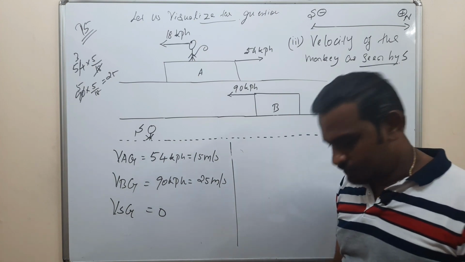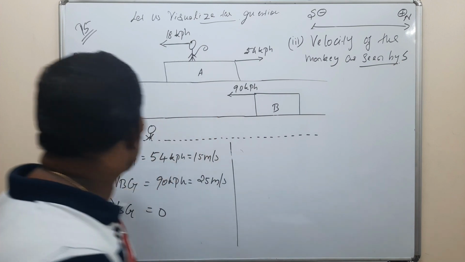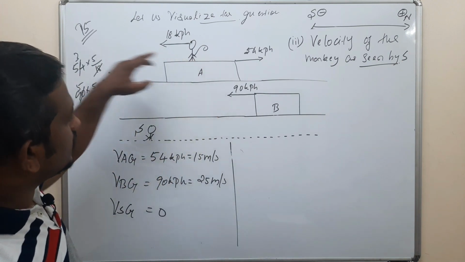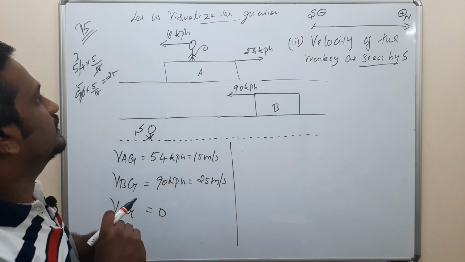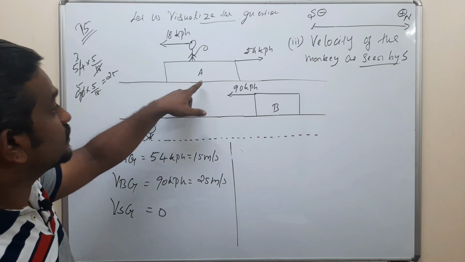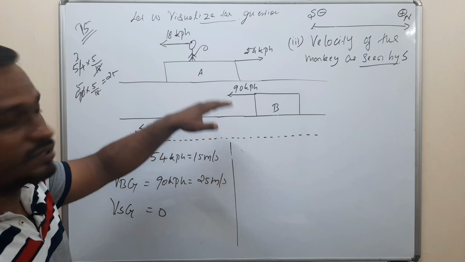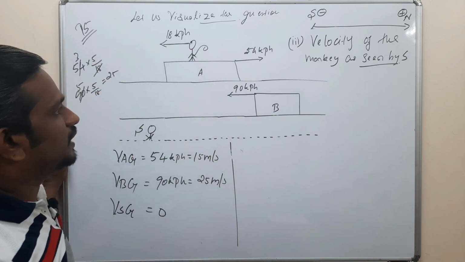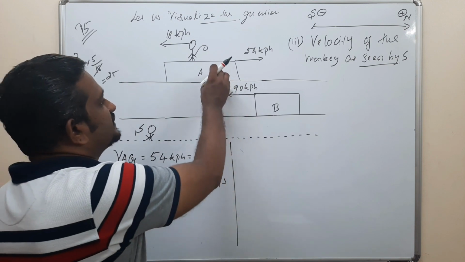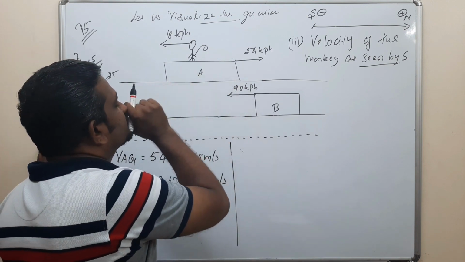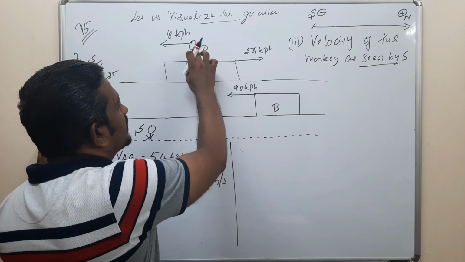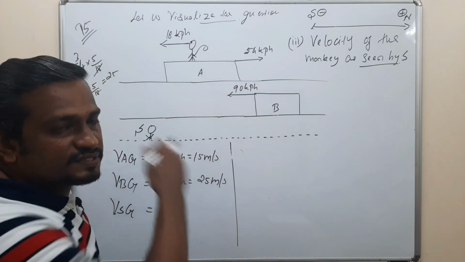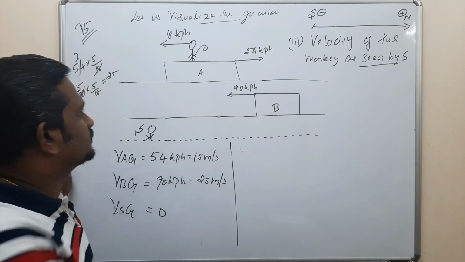Okay, velocity of the monkey as seen by the observer. Actually, the monkey is moving on the top of the train with a speed of 18 kph with respect to train A, not the ground. So that means when a passenger inside the train watches, the monkey is moving with 18 kph against the motion of the train, with respect to this train.